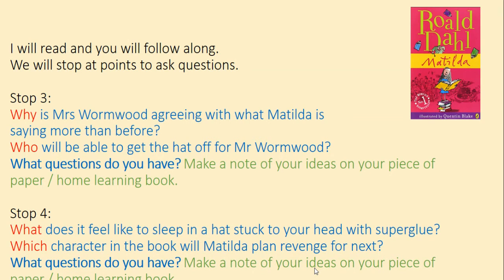I'm going to stop. At the end of our chapter, I have 2 final questions. What does it feel like to sleep in a hat stuck to your head with superglue? I can't imagine that. When you're sleeping, you like to be very comfortable. Imagine having a hat stuck to your head with superglue. And which character in the book will Matilda plan revenge for next? It seems as though she's been planning revenge for Mr. Wormwood at the moment, but I wonder if she's going to think of planning revenge for anybody else.